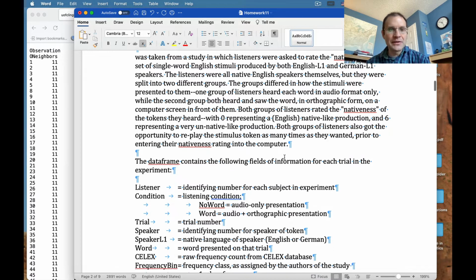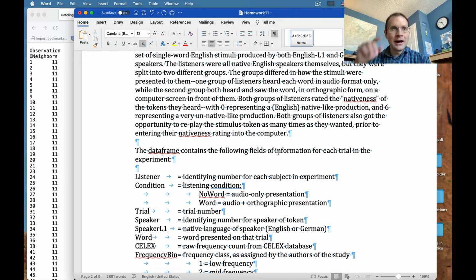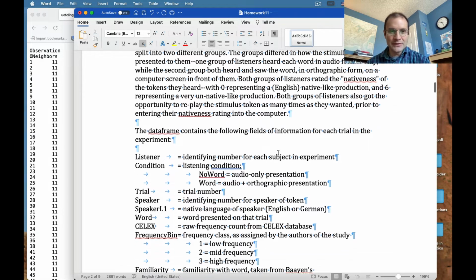Both groups of listeners also got the opportunity to replay the stimulus token as many times as they wanted prior to entering their nativeness rating into the computer. So they would hear it, or they'd hear it and see it, and then they could either just give a rating, or they could say, play it again so I can get another sense of what that sounds like.